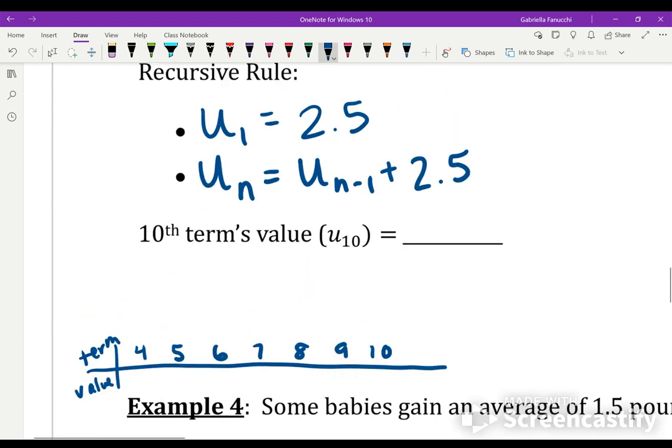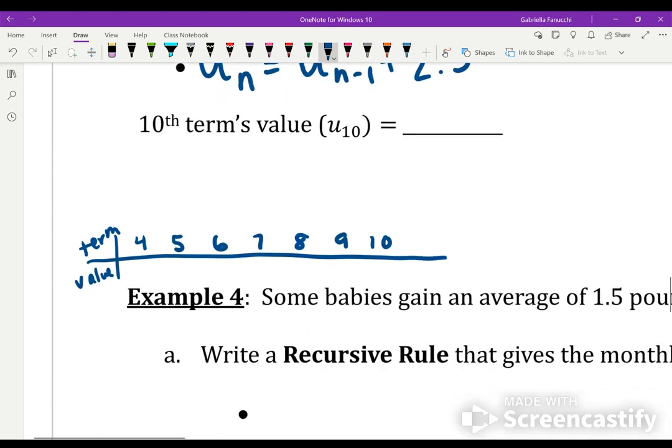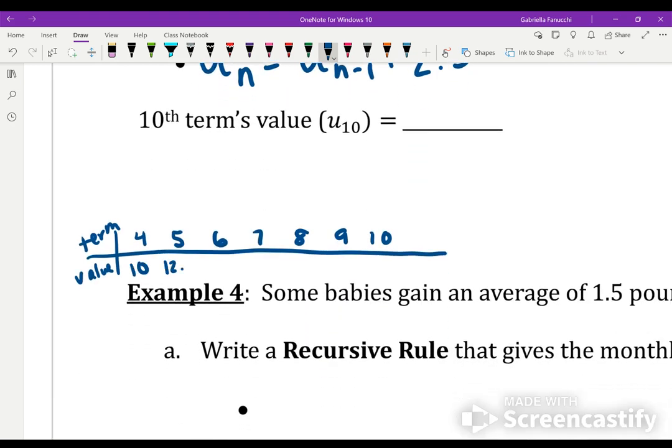Okay. So U sub 4 was 10. And again, I'm adding 2.5 each time. So 12.5, 15, 17.5, 20, 22.5, and 25. That is one way to go about it. You're just going to keep going and going. This will get you the correct answer. Okay. Now, if you like to just go quickly, because sometimes maybe we're going to go past the 10th term, right? We want to find U sub 10.